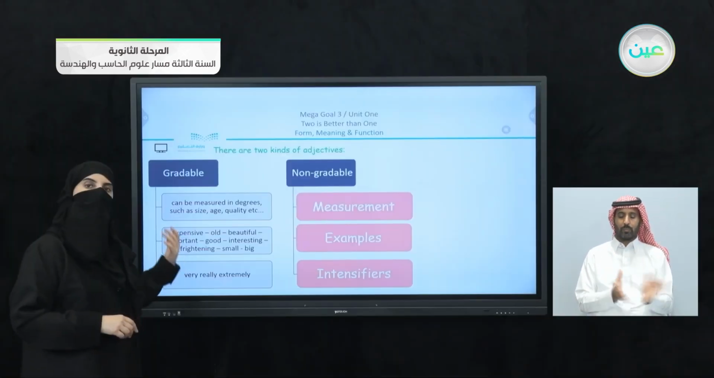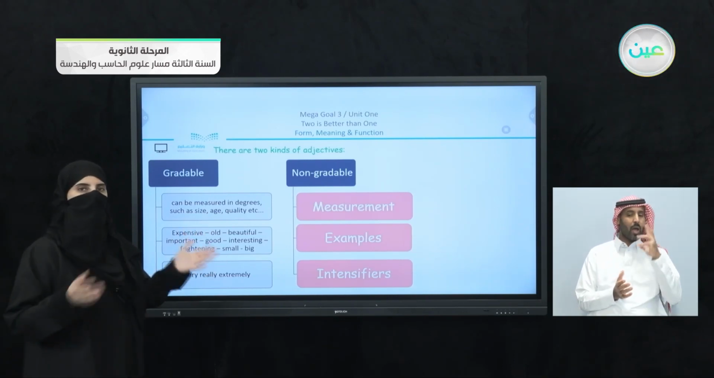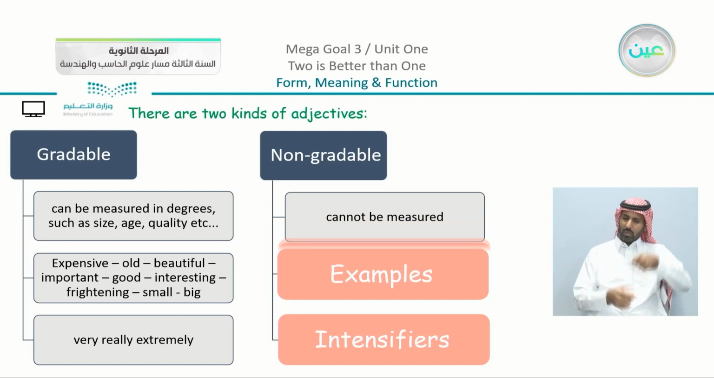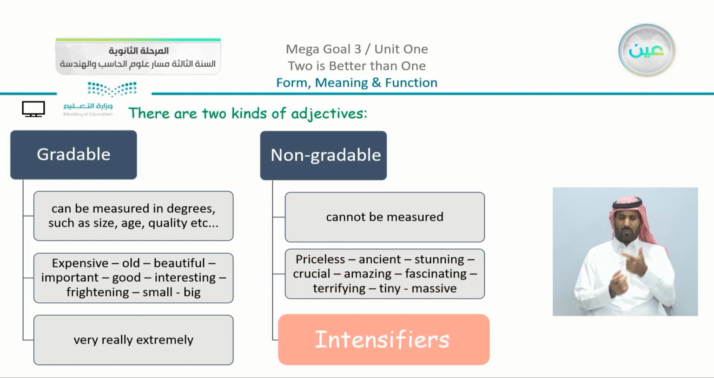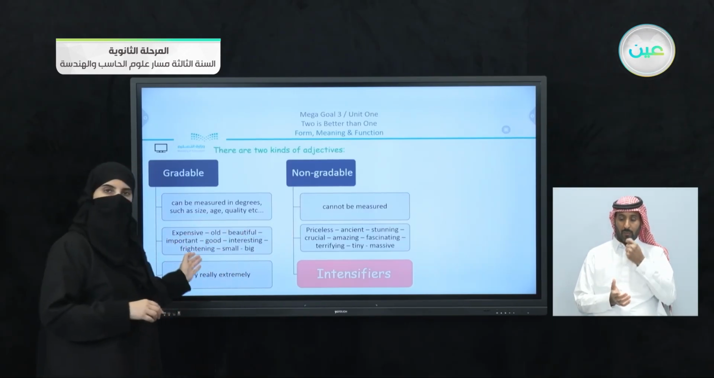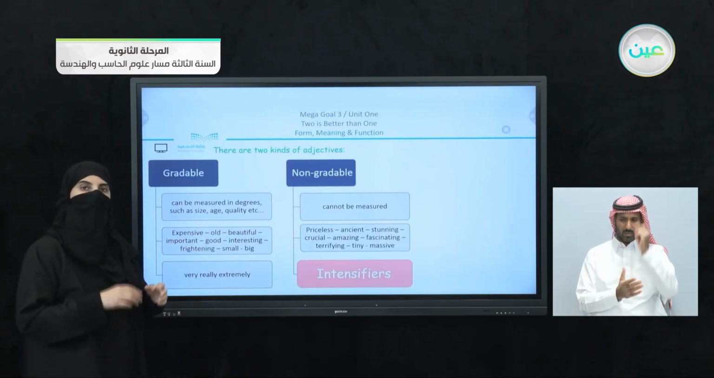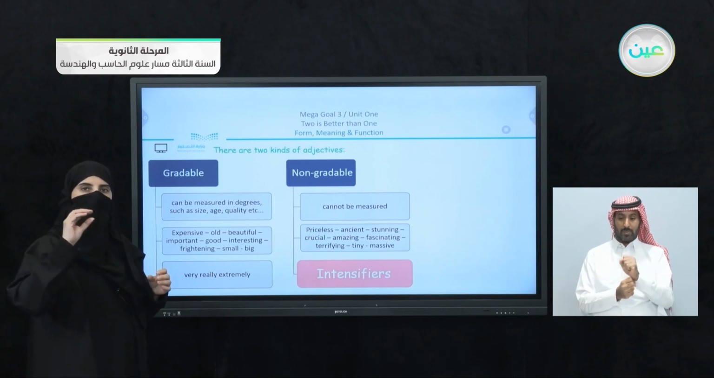On the other hand, you now may understand what is the meaning of non-gradable. So non-gradable here means that it cannot be measured. We cannot measure something. For example, we have the adjectives priceless, ancient, stunning, crucial, amazing, fascinating, terrifying, tiny, and massive. Now you may notice that these are the stronger version of the first group of adjectives, but this time we cannot give them a specific measurement.